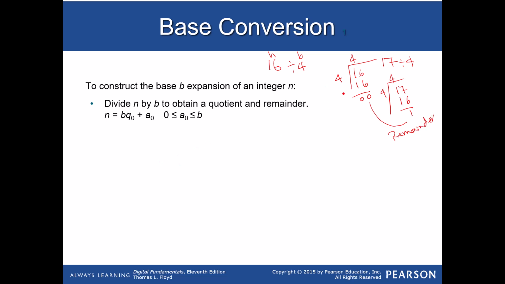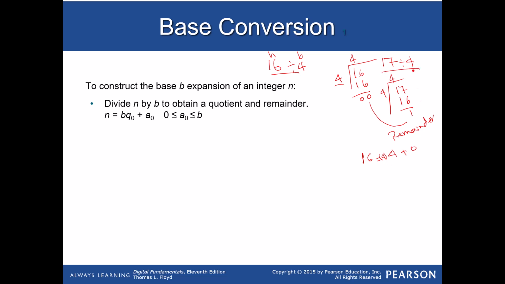So in general, we can write it as this. 16 is equal to the divisor, in this case 4, times the quotient, which is 4, plus the remainder, which is 0.